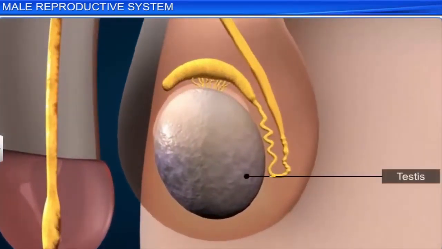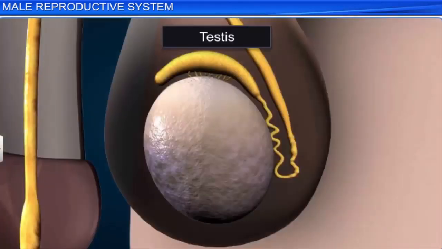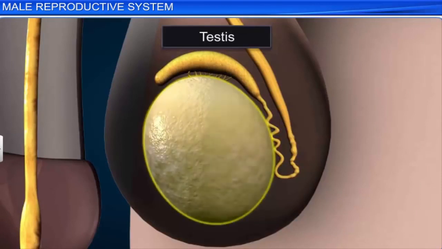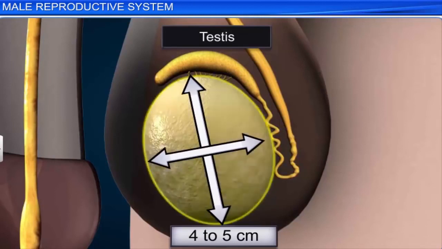The testes need to be at a temperature of 2 to 2.5 degrees less than the body temperature to produce sperms. Hence, the scrotum is outside the body and has a temperature lower than the body. The testes are oval in shape, with a length of about 4 to 5 centimeters and a width of about 2 to 3 centimeters.